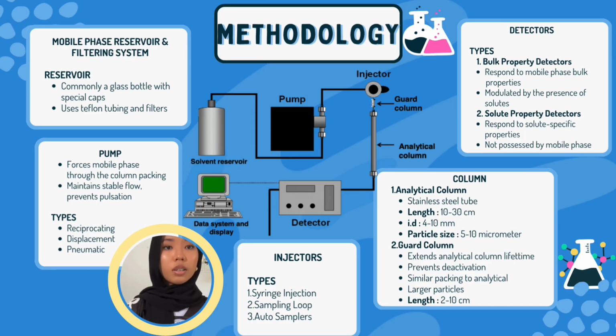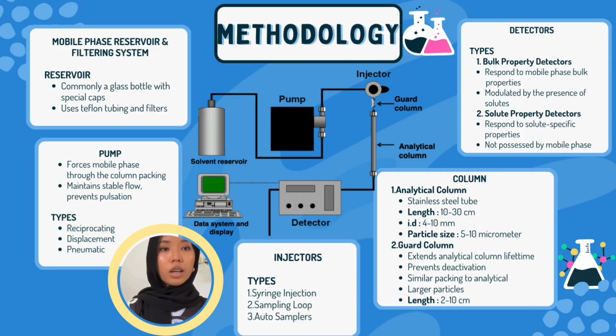For HPLC, there are two types of columns, analytical and guard column. The analytical column is the main component for separation in HPLC. It is made of stainless steel with a length of 10 to 30 centimeters, an internal diameter of 4 to 10 millimeters, and a particle size of 5 to 10 micrometers.